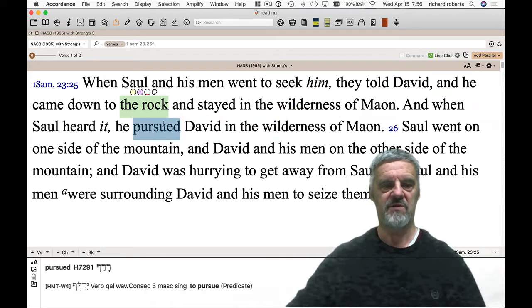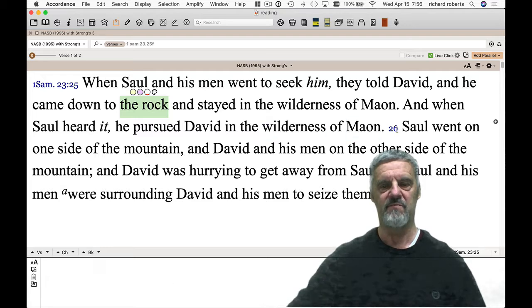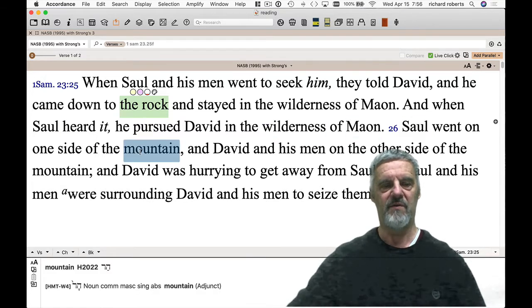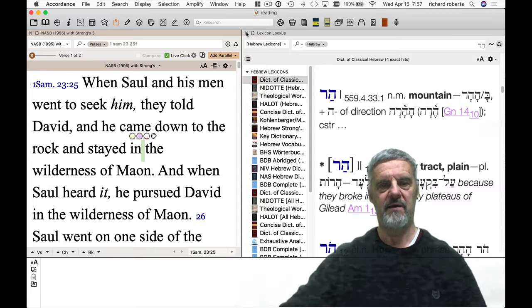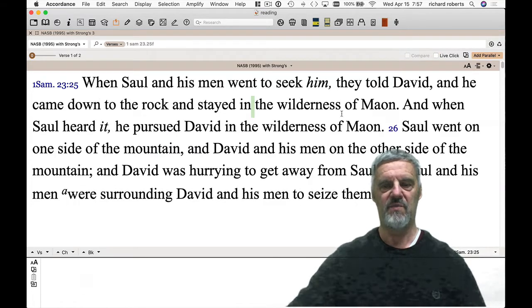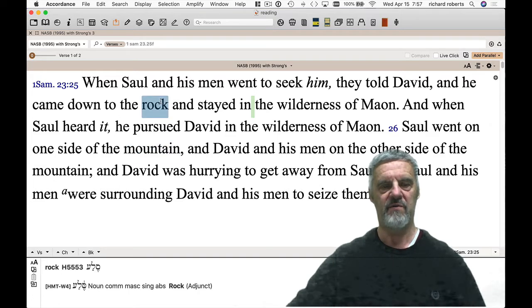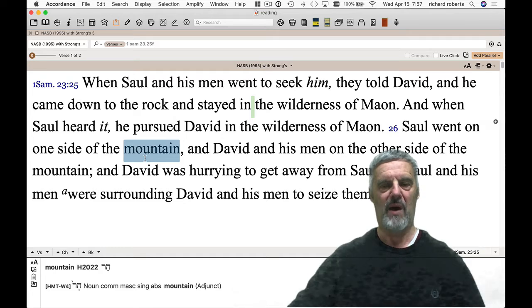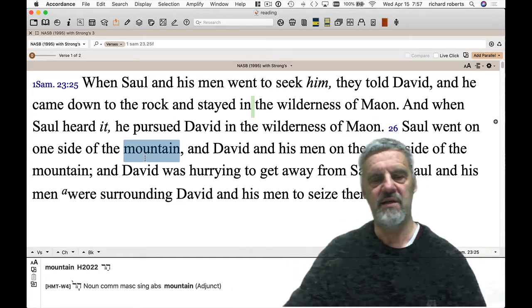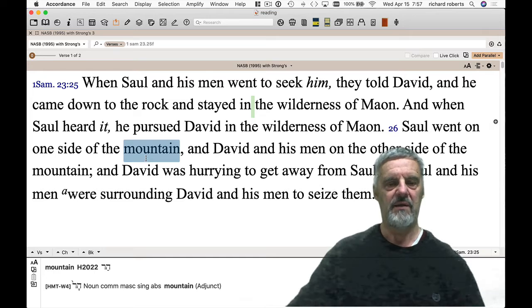And so we read, when Saul heard it, he pursued David in the wilderness of Maon. Saul went on one side of the mountain, and David and his men on the other side of the mountain. Notice, this is the normal Hebrew word for mountain, but the rock is where David was staying, and the mountain is where he was pursued. So we actually have a connection here. This is not simply a rock. We're talking about something like a mountain. Saul's on one side, David and his men on the other.